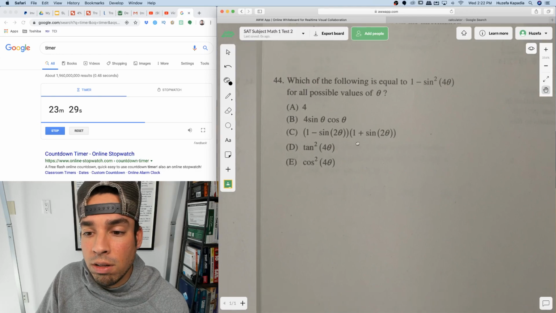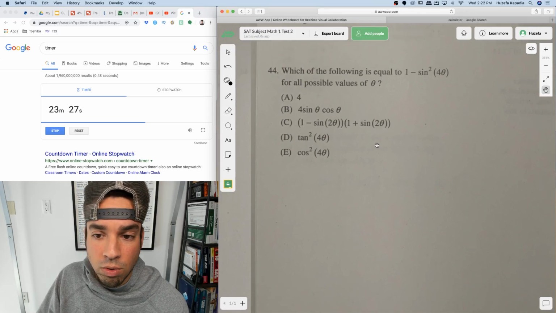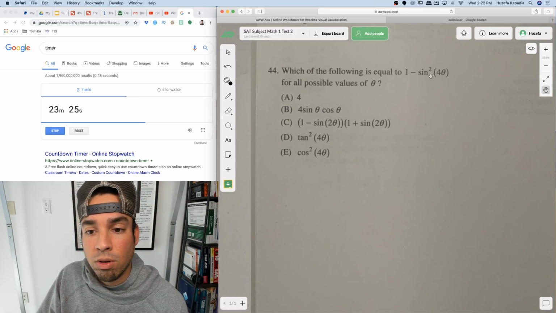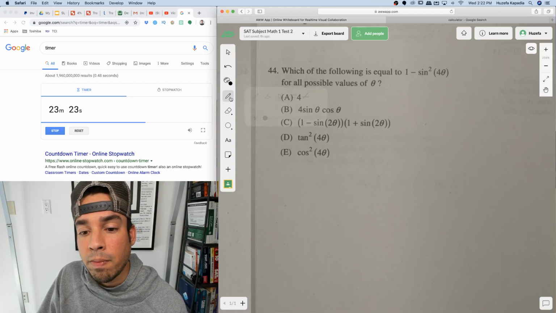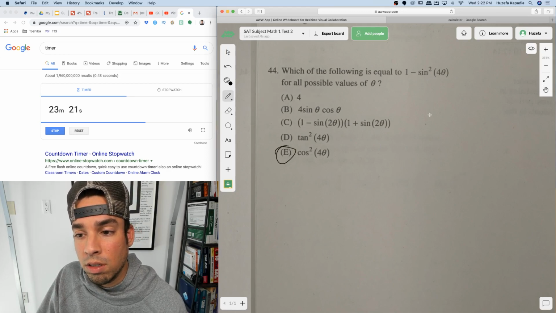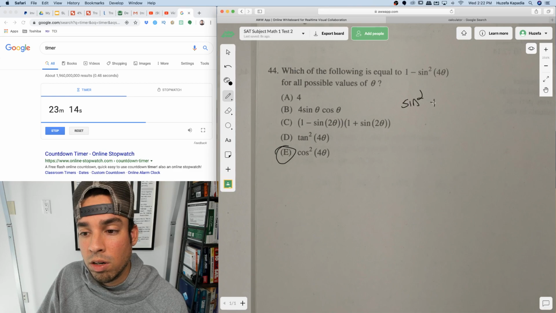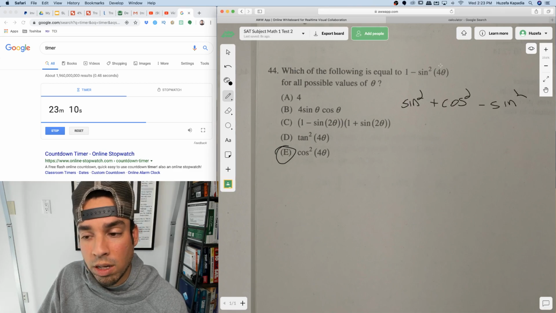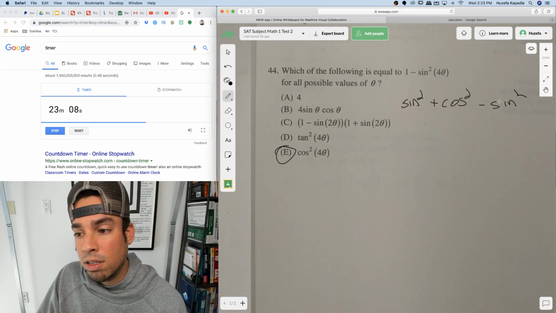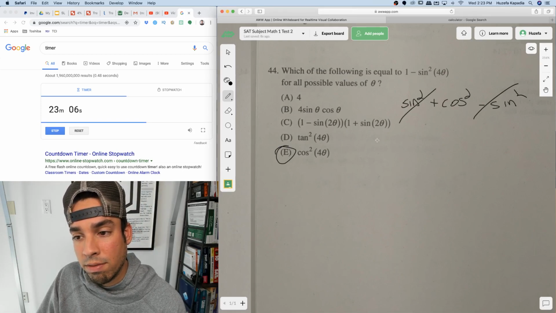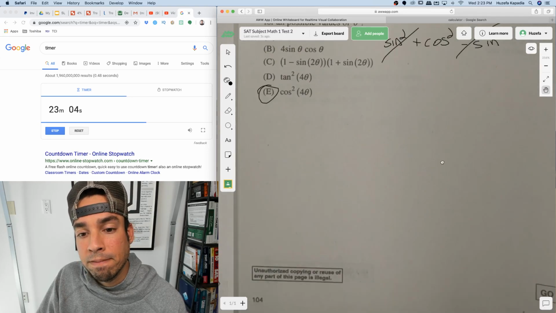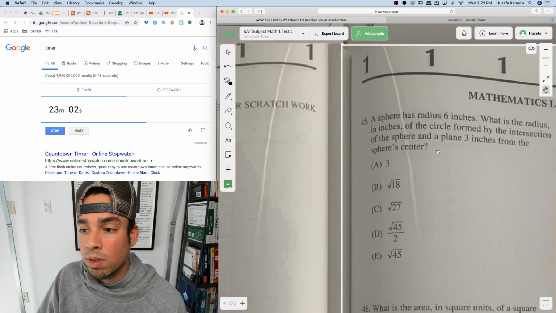Which of the following is equal to 1 minus sine squared 4 theta for all possible values of theta? This one is very simple, because the 1 is the same as sine squared plus cosine squared, and then minus sine squared 4 theta, whatever the theta is, it doesn't matter. Sine and sine cancel out, and it's just cosine of that value. Boom, that's just knowing that identity.